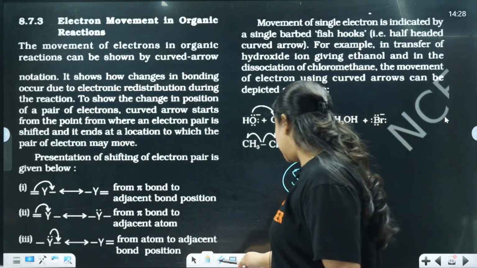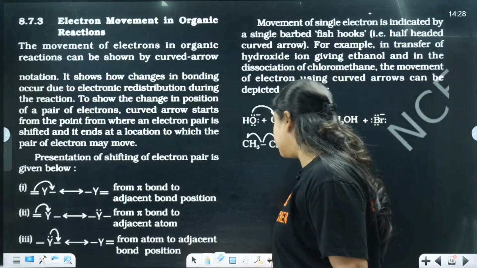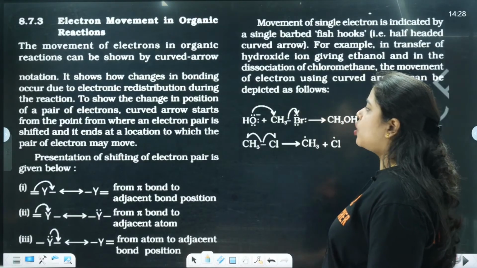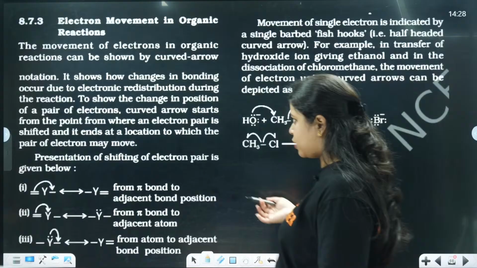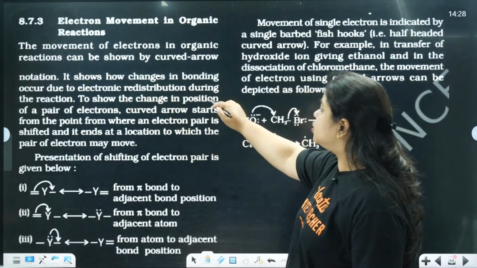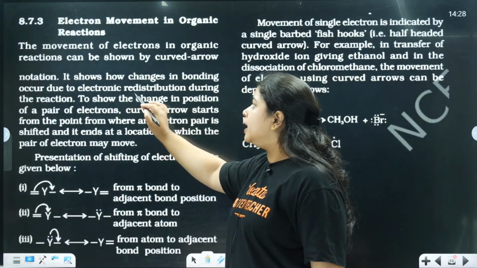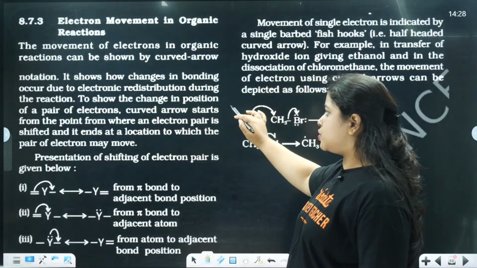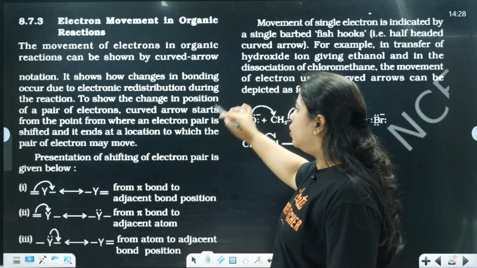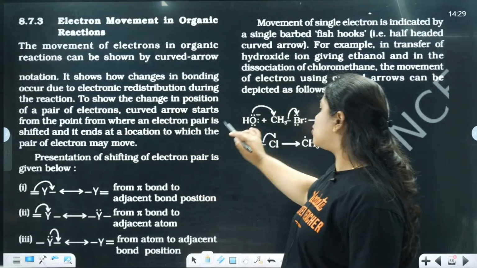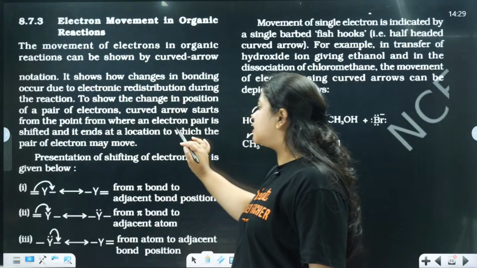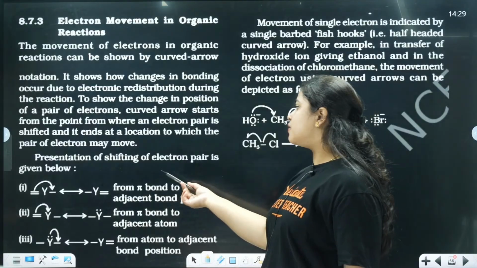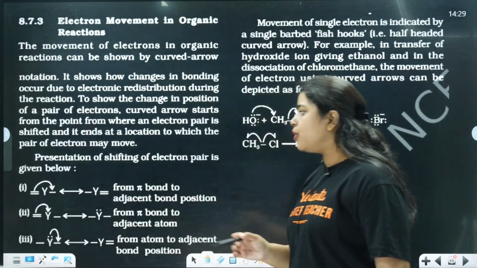Okay, let's start with the electron movement in organic reactions. Here the movement of electrons in an organic reaction can be shown by curved arrow notation. It also shows how the changes in bonding occur due to electronic redistribution during the reaction. Now, to show the change in position of the pair of electrons, the curved arrow starts from the point from where an electron pair is being shifted and ends at the location to which the pair of electrons may move. Now the presentation of shifting of an electron pair is given below. How the shifting is being done.